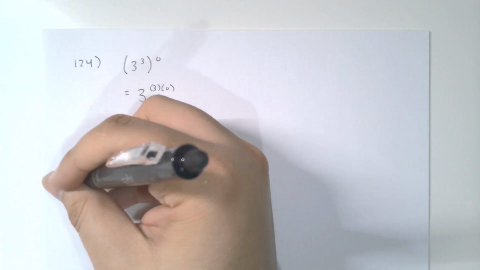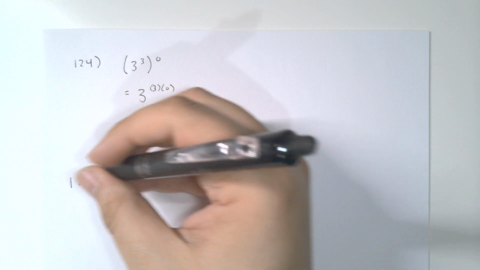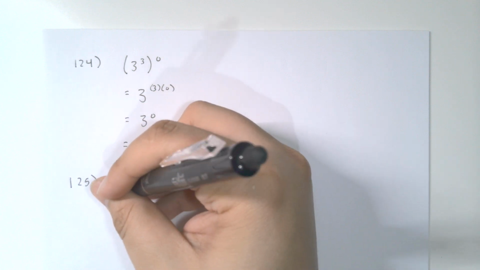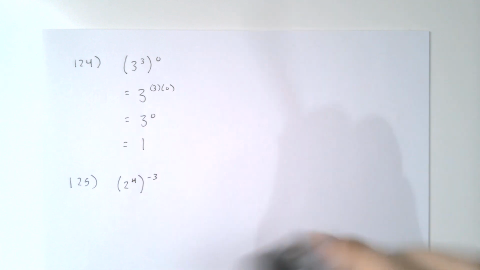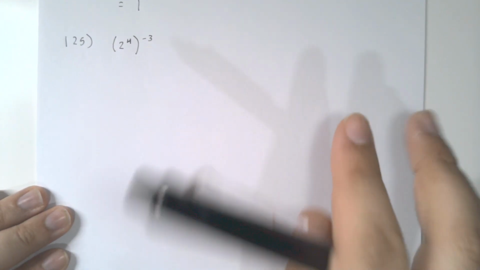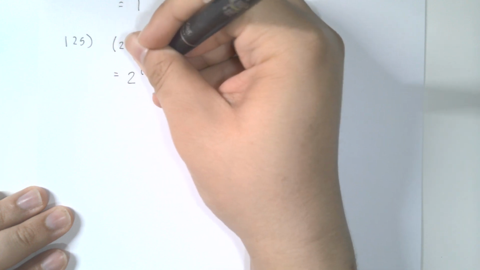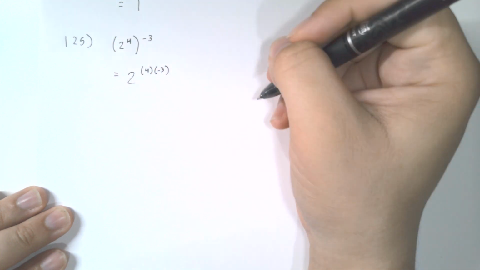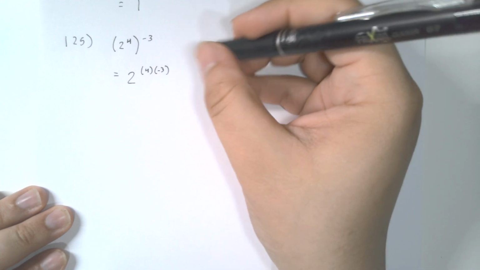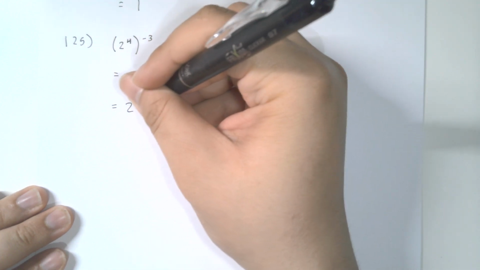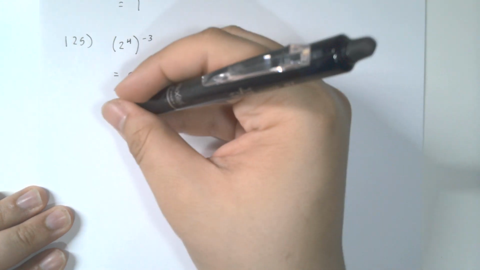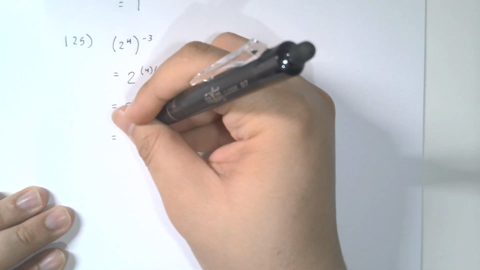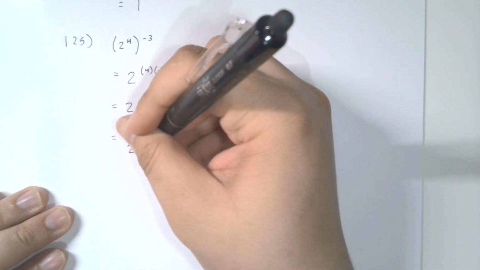Then we have, for number 125, 2 to the 4th power to the negative 3rd power. So this is equal to 2 to the 4 times negative 3 power. 4 times negative 3 is negative 12, so we have 2 to the negative 12th power. And if we write this with a positive exponent, we have 1 over 2 to the 12th power.